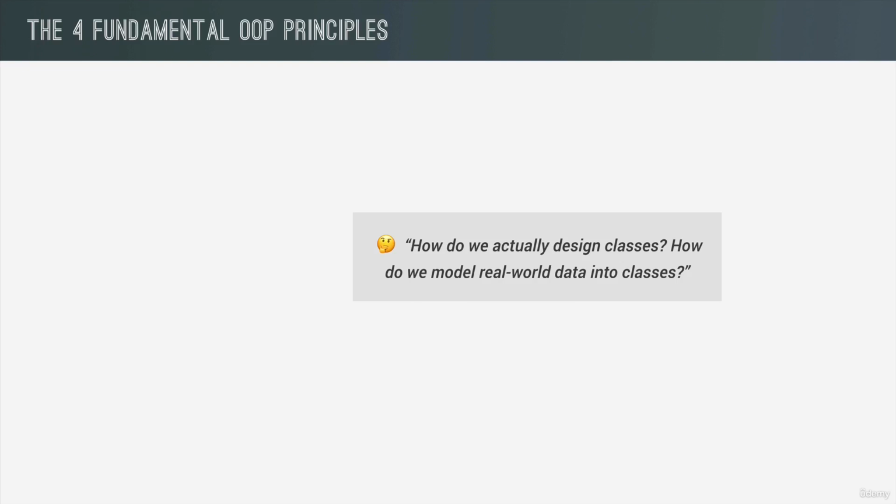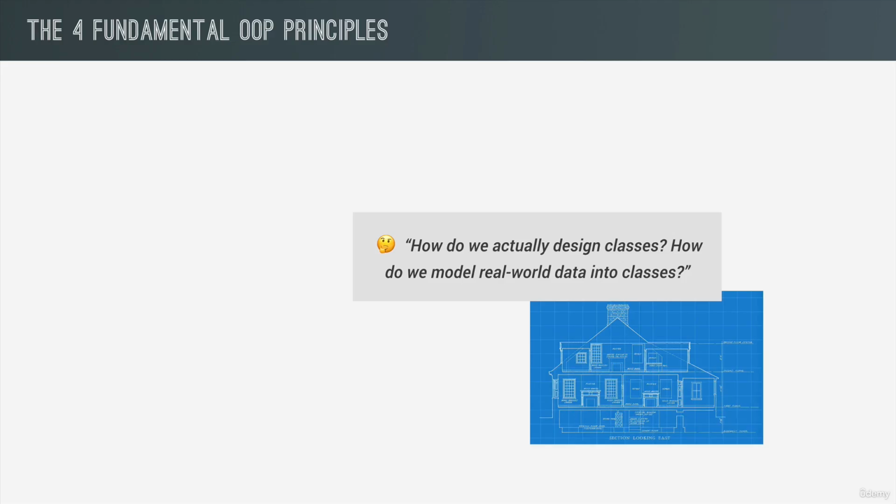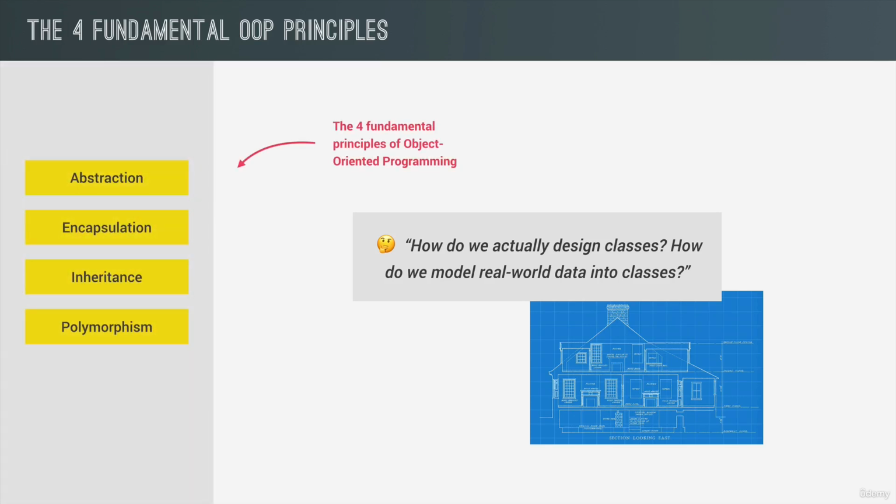So we know how classes work, but the next logical question is, how do we actually design a class? Or in other words, how do we actually model real-world data into classes? So these questions are just like an architecture student asking, well, how do we actually plan and design a house? And that's, of course, a very good question. Now, the answer is, as you can imagine, not straightforward. So there's not a single correct way of designing classes. There are, however, 4 fundamental principles that can guide us toward a good class implementation.